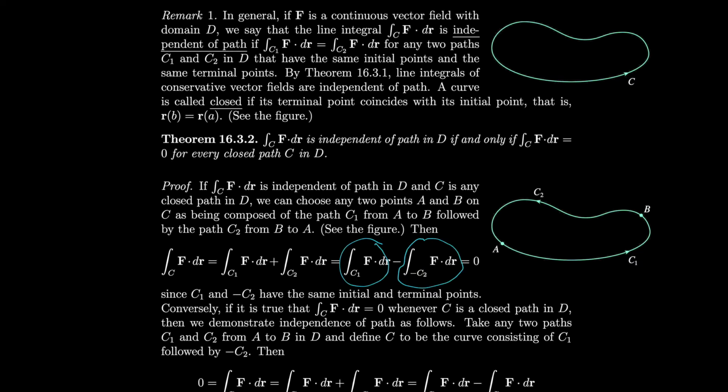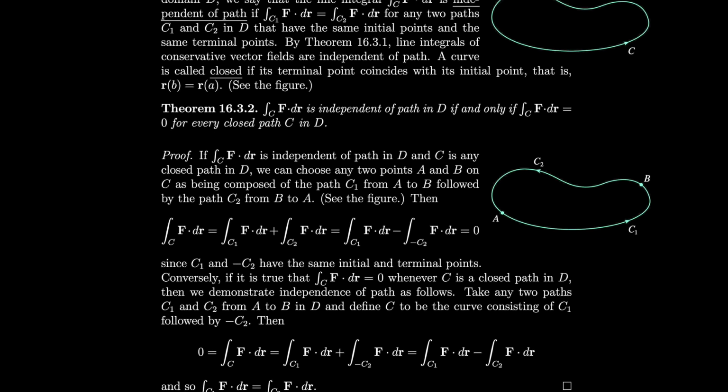So it's like subtracting the same thing from itself, it must be 0. Okay, so we've shown that if it's independent of path, then the line integral must be 0 over closed paths. So how about we now show that if the line integral is 0 whenever C is a closed path, then we have independence of path. So let's assume that. We're assuming that the line integral is 0 over any closed path.